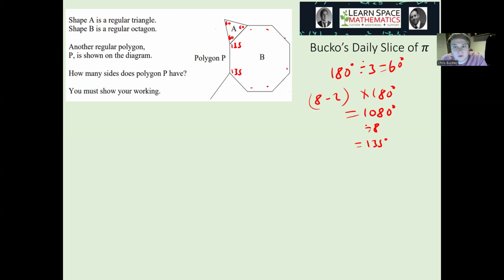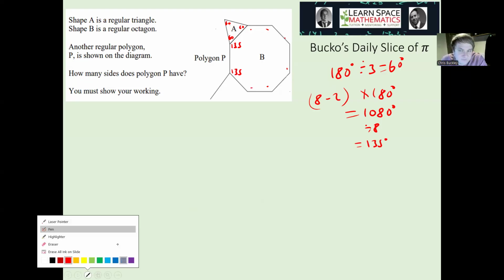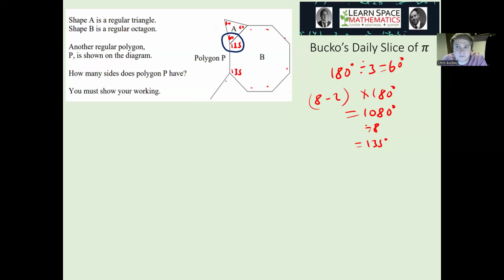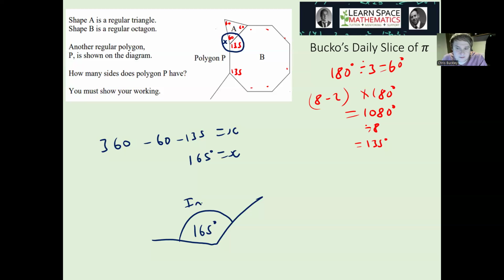That helps me, just like the previous questions, that if I call that X, I could work out what that inside angle is in polygon P. So if I did 360, take away 60, take away 135, I'd have my X. So I know that interior angle now is 165 degrees. So I've got a polygon that has an inside angle of 165. Now that doesn't help me too much because I can't see how many sides it's got. I can't figure out how many triangles it'll be.